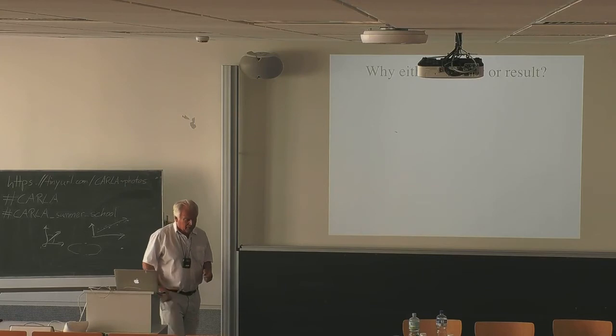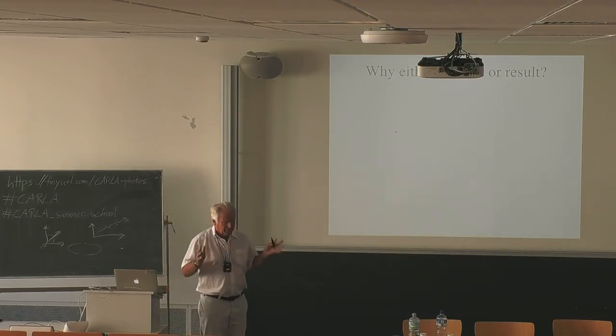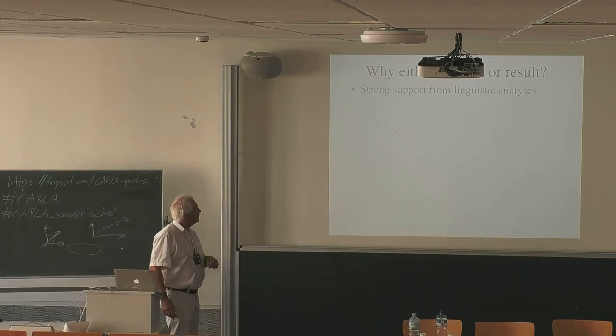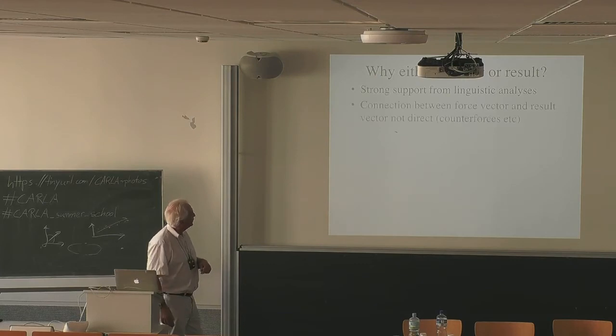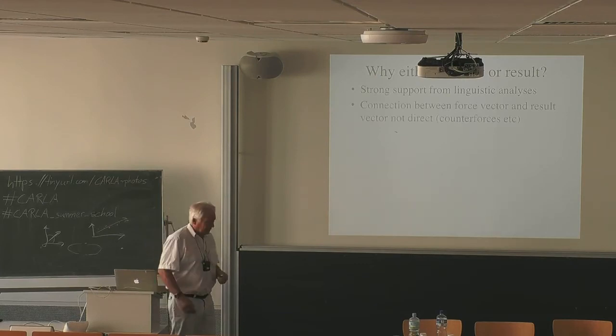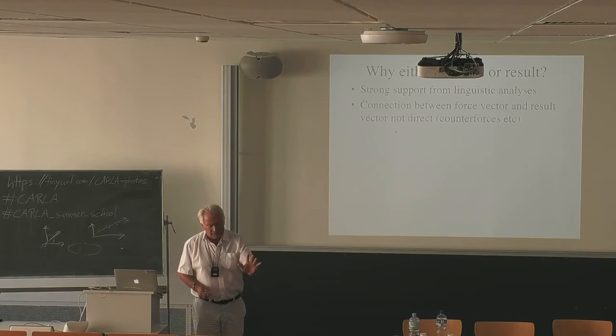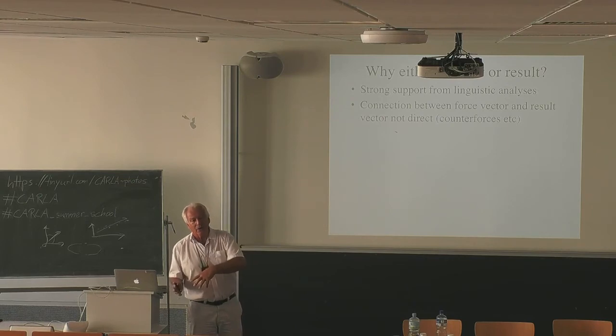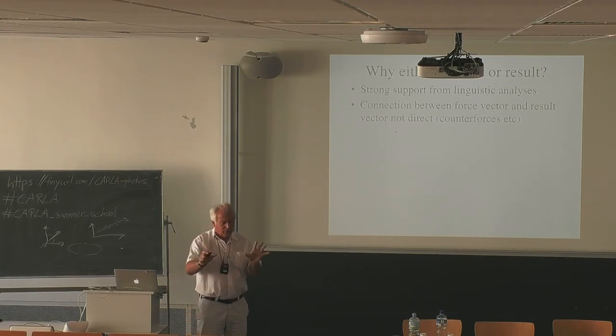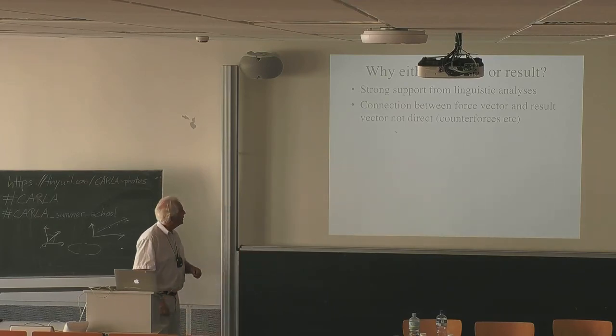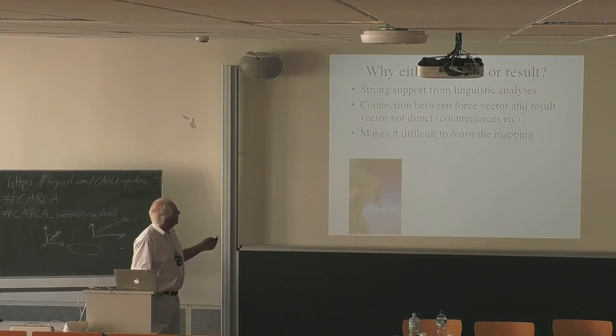Now, you can ask, why do we divide verbs into either manner or result? Why don't we have verbs that do both? To some extent we do, but there is fairly strong support for the linguistic analysis. When I perform a force vector, I expect something. If I push a door, I expect it to open, but I'm not sure about the result. And there are very many ways of painting a house. So there is no one-to-one mapping between forces and results. So we need some kind of division here. That's one reason. And we cannot learn the mapping from the forces to the results.